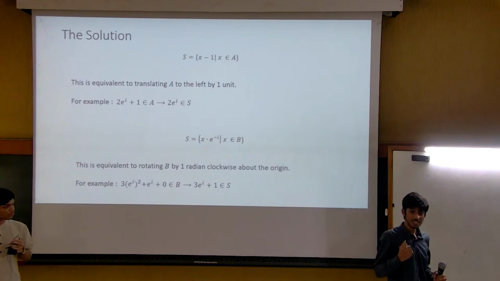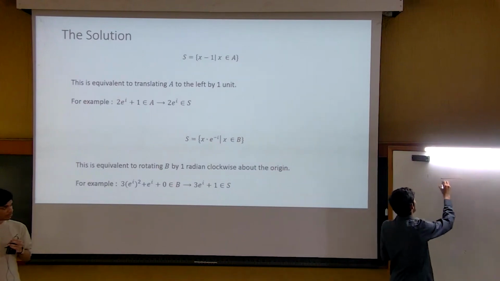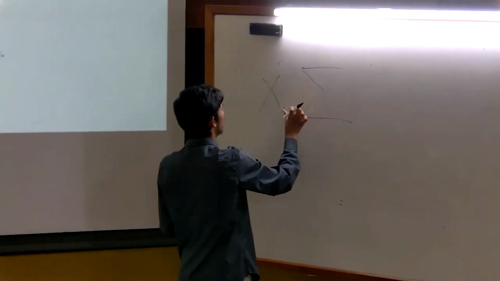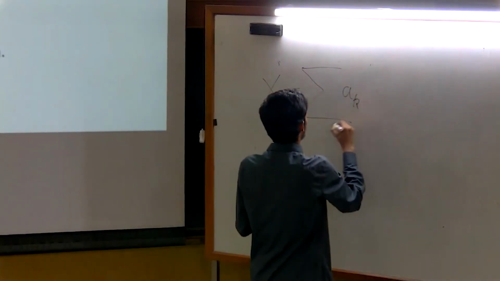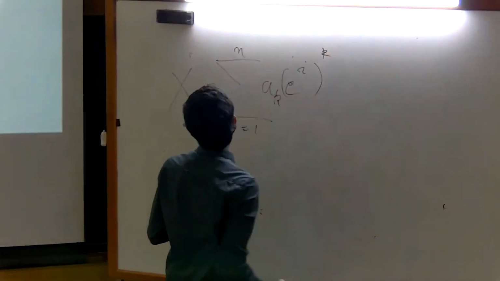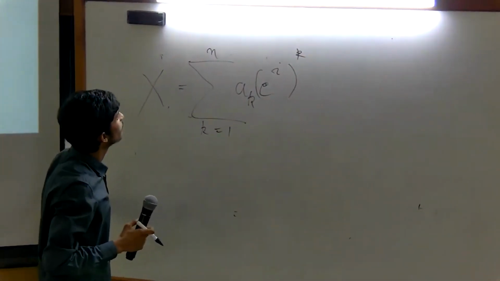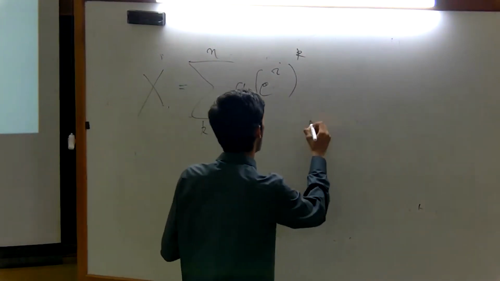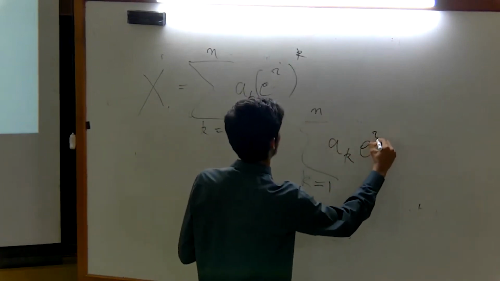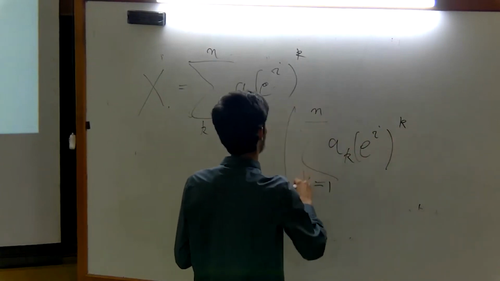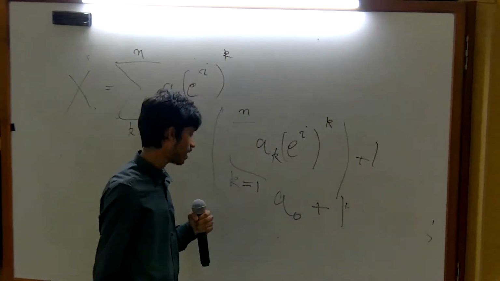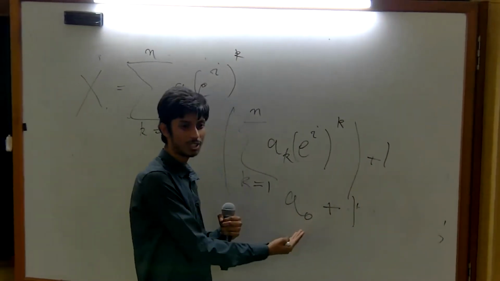Now, the surjective nature of these isometries can be proven by taking a general polynomial applied to e to the i, call it x. Now, upon adding 1, I obtain the following polynomial, with a constant term of a0 plus 1. Now, since a0 is non-negative, a0 plus 1 is clearly positive.